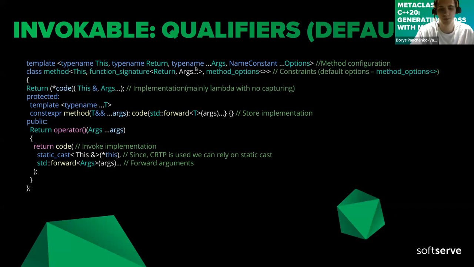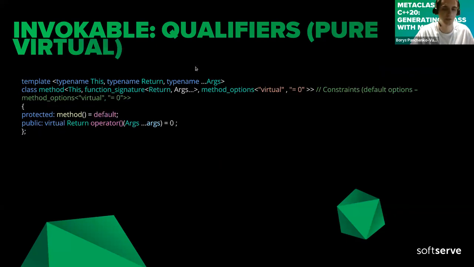So let's proceed. Probably the interesting case is pure virtual, when we have no implementation. For this case, we will have a partial specialization with method options like this, virtual and pure virtual, and a protected constructor, which is basically just the default one, and a virtual, pure virtual invoke operator, which is empty because we have no implementation, we are not interested in it.